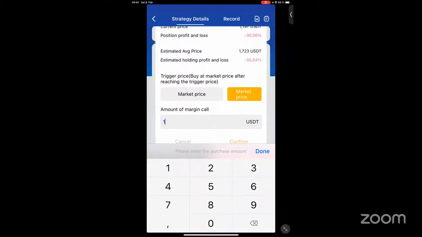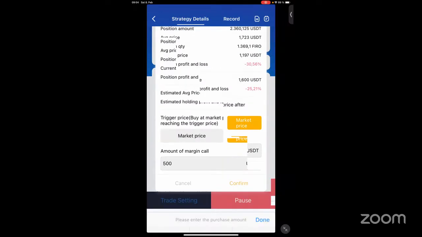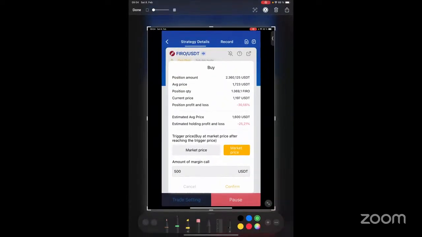So for instance, if I buy, let's say, how much did I invest in total? 1,007. Maybe I decide to buy 500. I have 1,000 to pump more into this FIRO coin. If I decide to add 500, it's going to reduce my floating loss from negative 30 to negative 25. And I have a new average price of 1,600 instead of 1,723. Okay, so that is what we call manual replenishment.